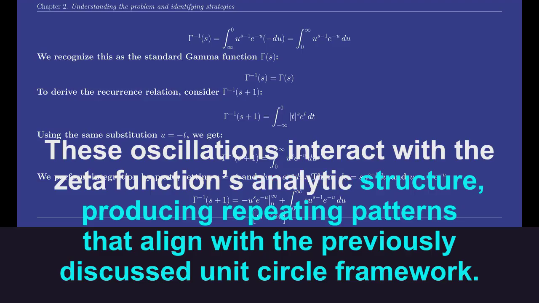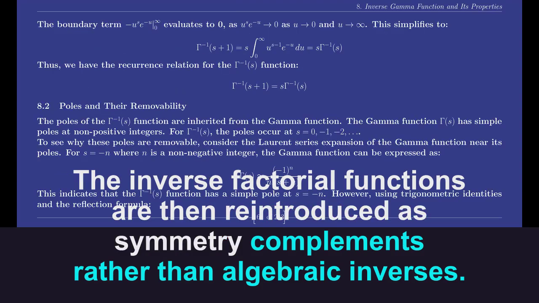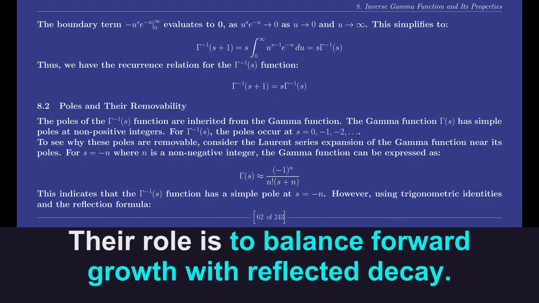The generalized gamma functions are shown to act as regulators. By shifting arguments and reflecting domains, they expose hidden dependencies between different regions of the complex plane. The inverse factorial constructions complete this regulatory system. They ensure that backward traversal through transformations preserves analytic equivalence rather than introducing artifacts.